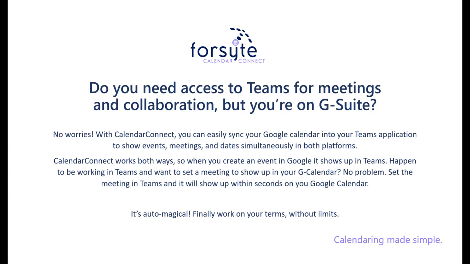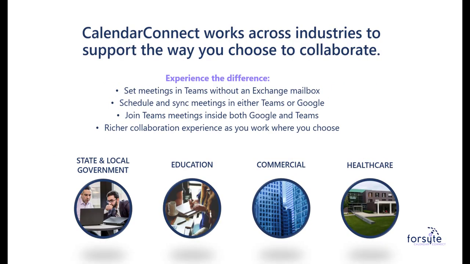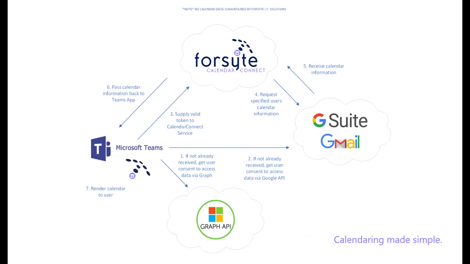So I want to show you real quick what the architecture looks like. Very basic concept. The very first thing that happens the first time a user signs in, we send a request to the Microsoft Graph API, and the user has to consent that our application has access to that data so it can read their calendar information. After that, we do the same thing for the G Suite API.